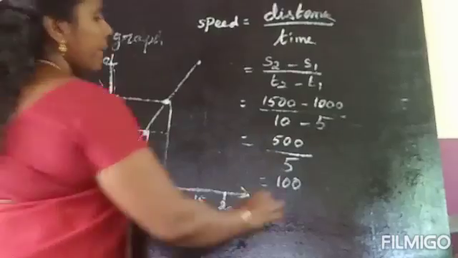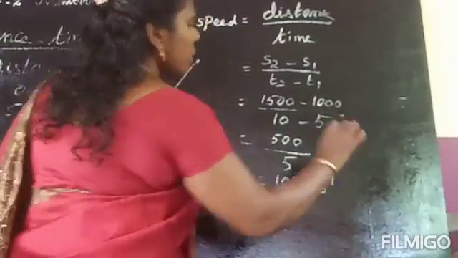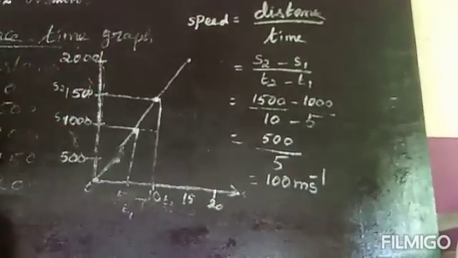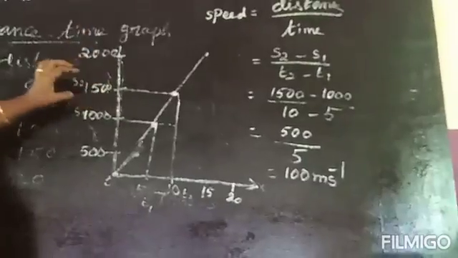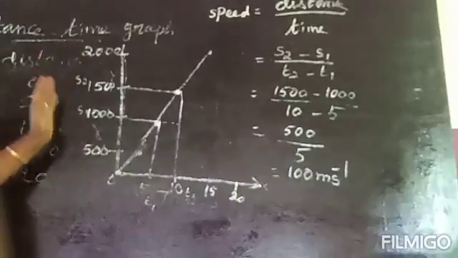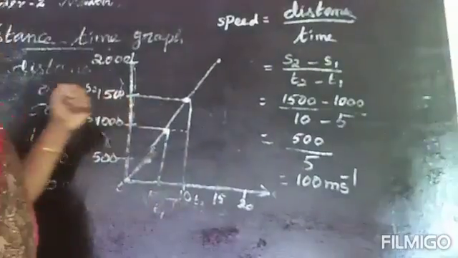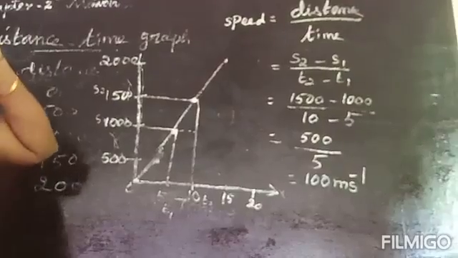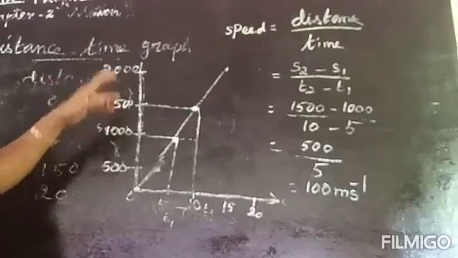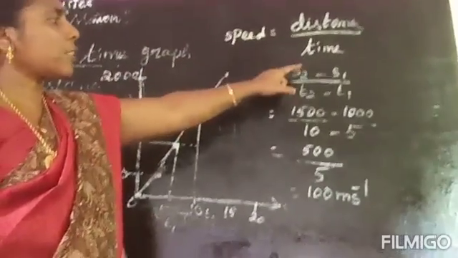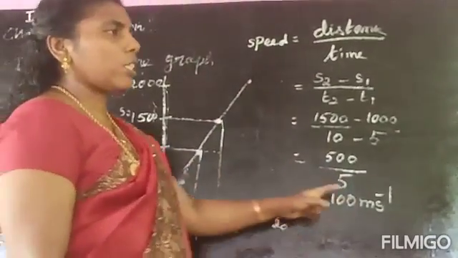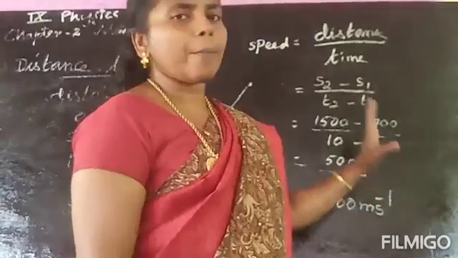What is the unit of speed? Meter second power minus 1. So like that you have to calculate the speed by using the distance time graph. In the distance time graph, time is taken as the x-axis and distance as the y-axis. Plot the points, choose any 2 points, draw a slope along the x-axis and y-axis, and by using this formula substitute the values and find the speed. The unit of speed is meter second power minus 1.